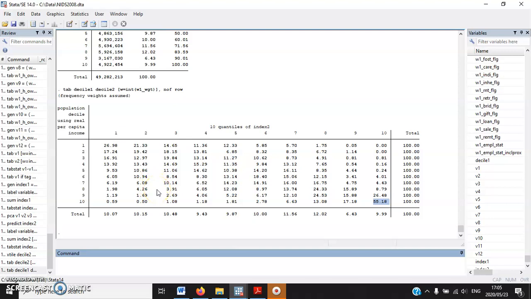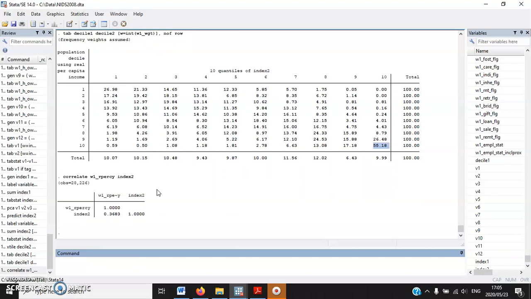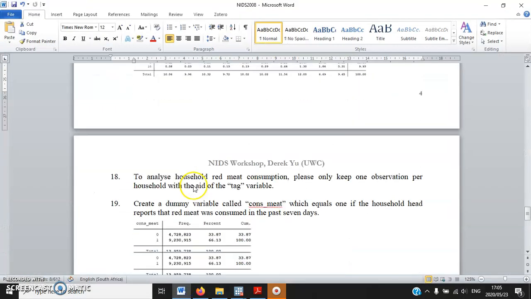Okay. So if you earn higher real per capita income, you belong to the richer decile, and at the same time, your non-income welfare index will be higher, and you are more likely to belong to the richer non-income welfare decile. So maybe let's correlate between real per capita income and index 2. Positive, more or less, not particularly strong, but at least clearly positive relationship. Okay. And we can move on to the next one.